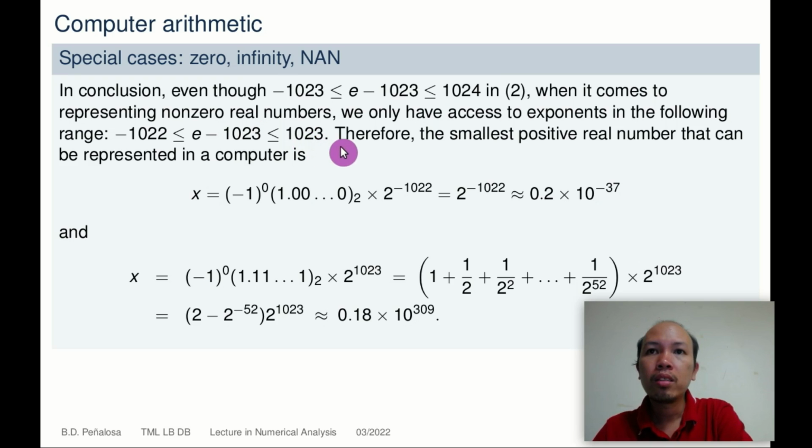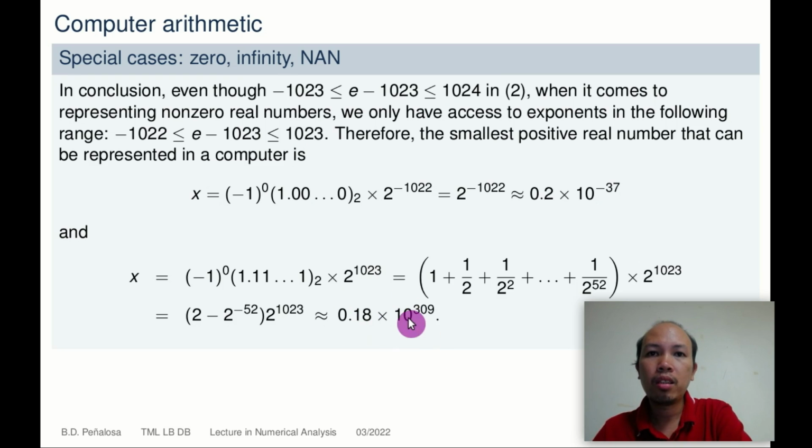And as I've said before, the smallest positive real number that can be represented in a computer is this one here, 1.00 times 2 to the power of e, if e is 0. So this number here is equivalent to this form, and the largest is this one here. This is easy to calculate. So we have 1023, this one here. So anyway, this is a very big number.